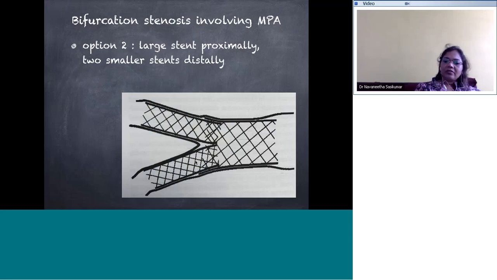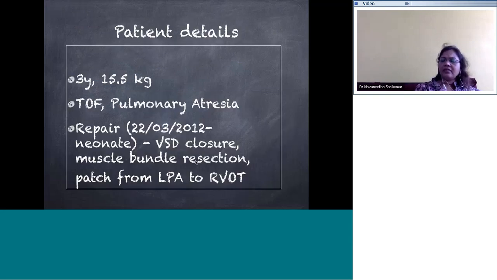This is more important once we start doing percutaneous pulmonary valves, where you have to tackle the distal vessel also percutaneously. So I will go through a case. This is one of the typical examples of a patient who required multiple interventions.